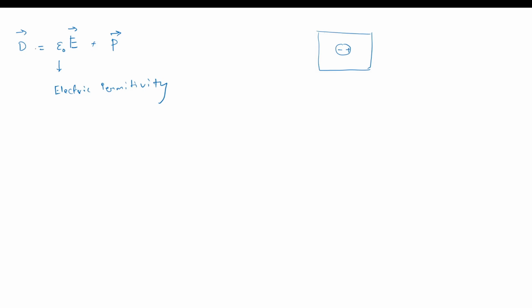Similarly, we can define the same for the magnetic field. For the magnetic field, we define something called H, which is 1 by mu naught B. B is the magnetic field induction or the magnetic flux density, and it is the B to which the charged particles respond. Because of the presence of this B, the charged particles start responding, and because of that response, what we have here is a net magnetization.